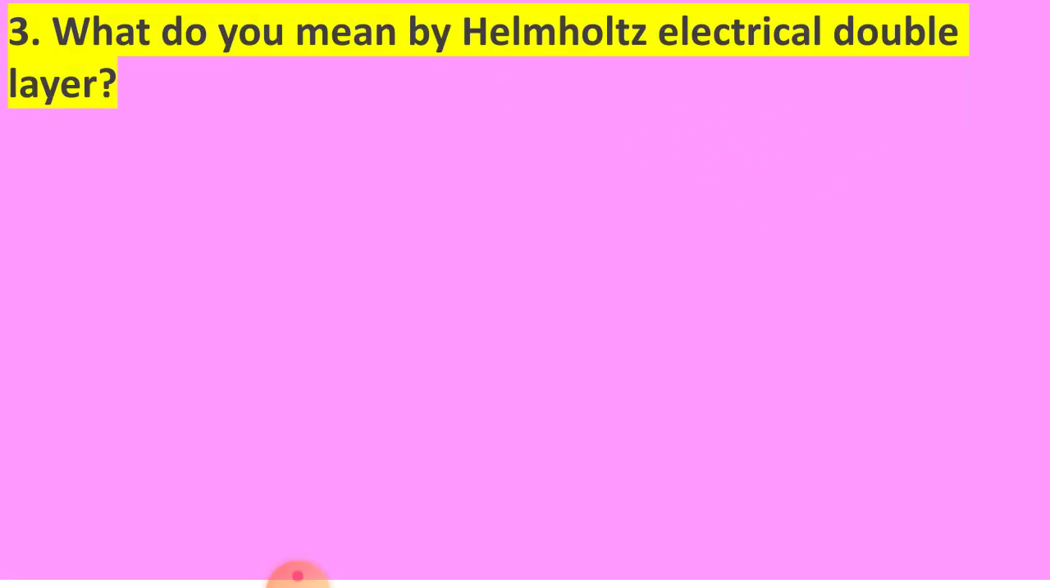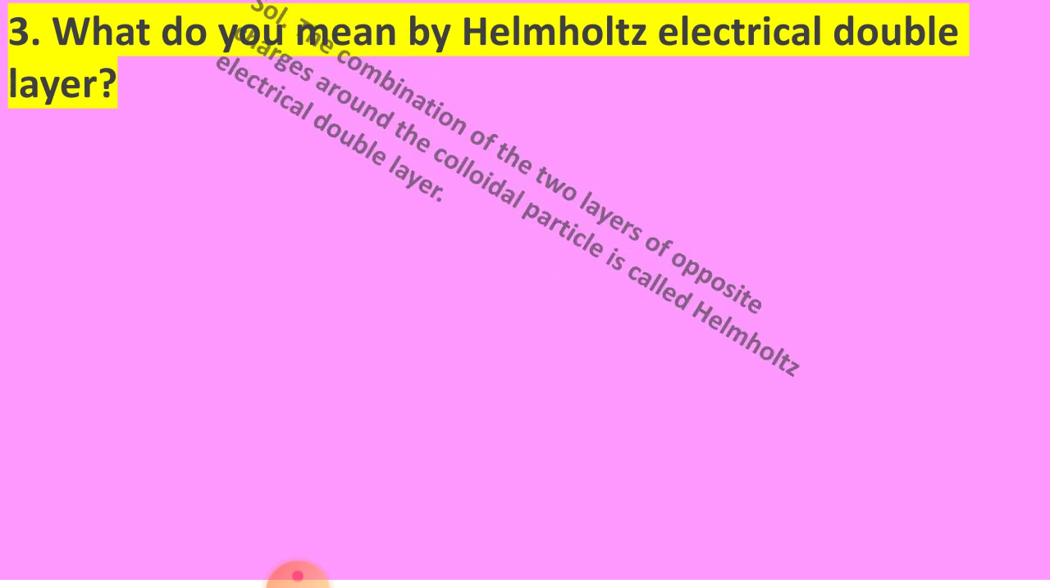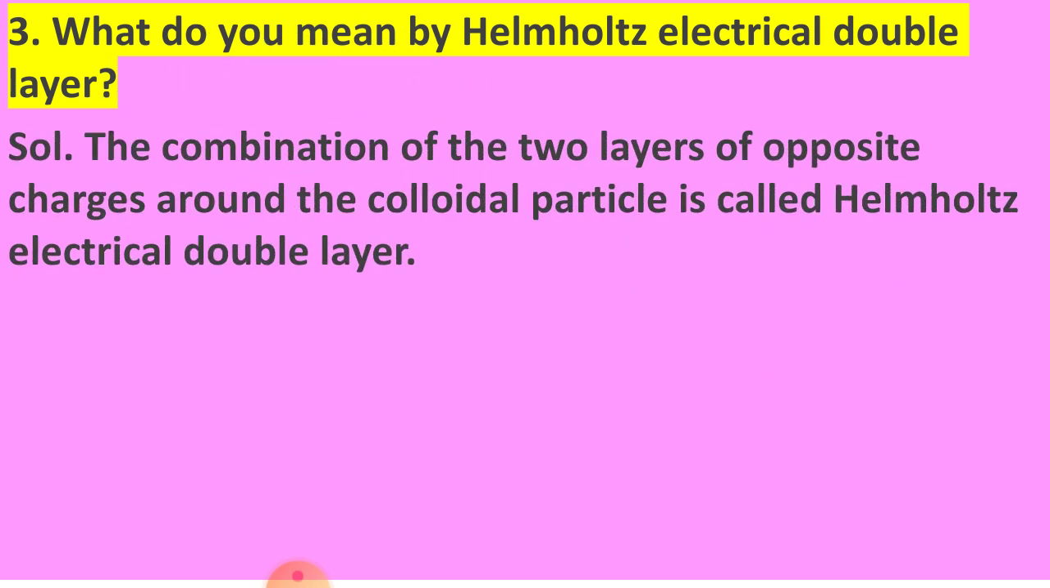Now third question: what do you mean by Helmholtz electrical double layer? This I have told you: the development of a potential difference between the two types of layer, the fixed layer and the diffuse layer, is known as the electrical double layer, and that is also known as the Helmholtz electrical double layer. So the answer may be like this: the combination of the two layers of opposite charges around the colloidal particles is called the Helmholtz electrical double layer.